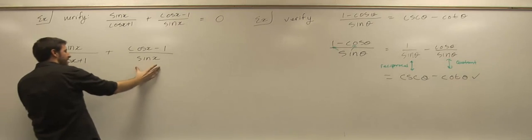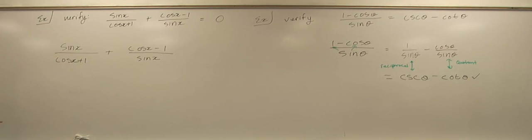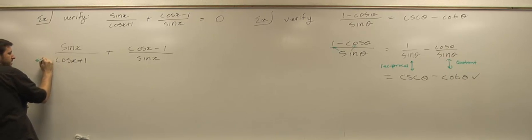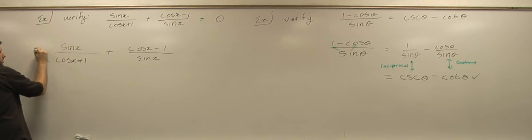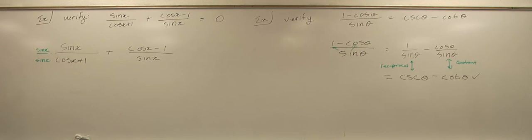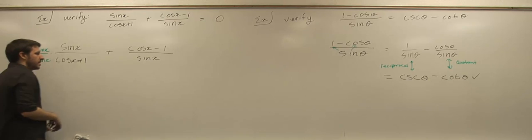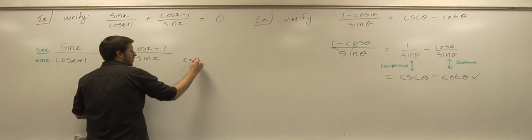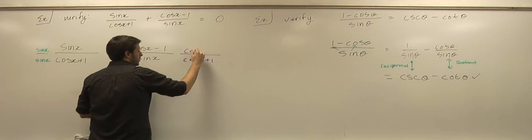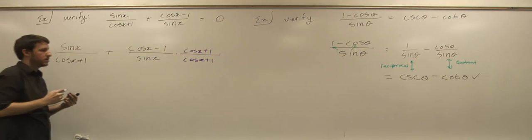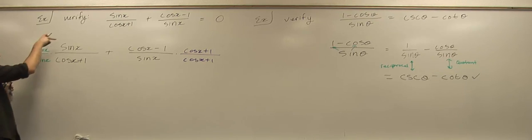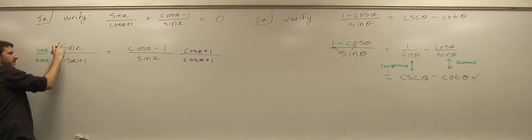So in order to combine these two fractions, I need a common denominator. So what should I multiply this guy by? Sine x. Right. He needs a sine x. He doesn't have any sine x in the bottom at all. So I multiply by sine x over sine x. Now, this denominator does not have the cos x plus 1. So I put cos x plus 1 over cos x plus 1.